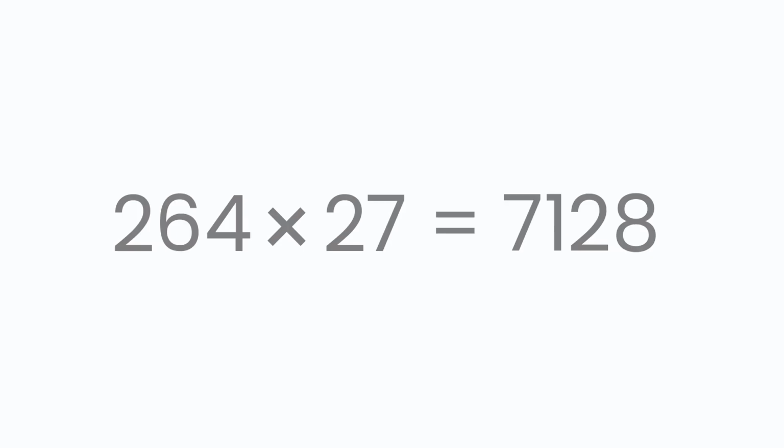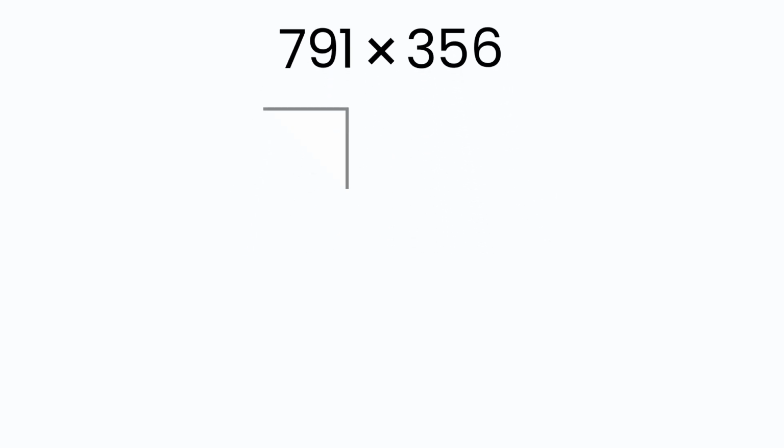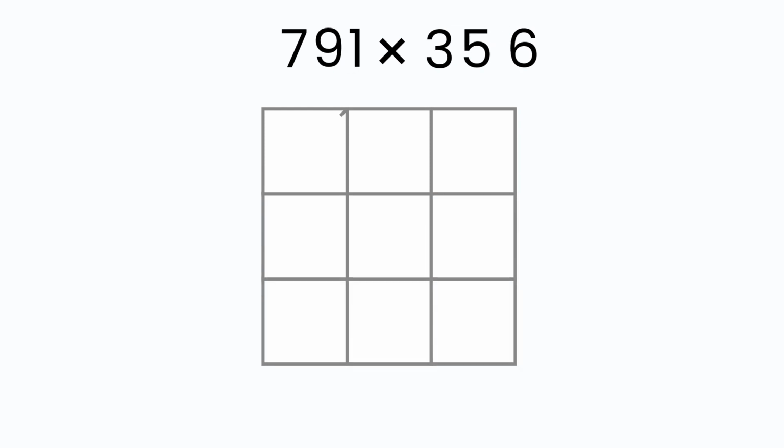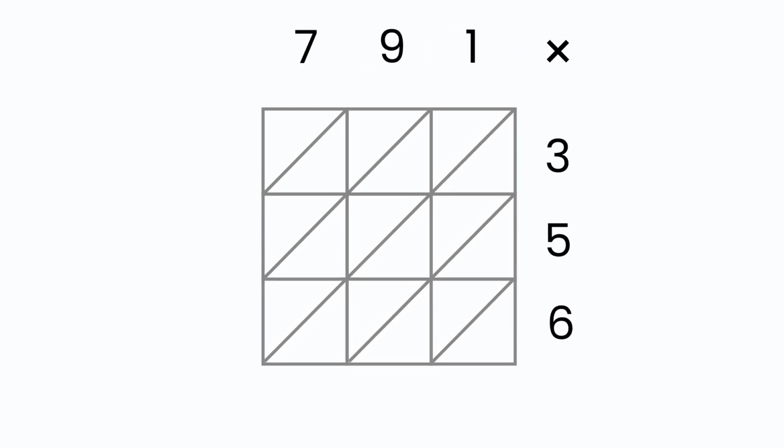Let's look at one more example. 791 times 356. This lattice will be 3 cells long and 3 cells wide. Let's start in the bottom row to see that this works as well. 6 times 1 is 6. 6 times 9 is 54. And 6 times 7 is 42. So the first row is done.